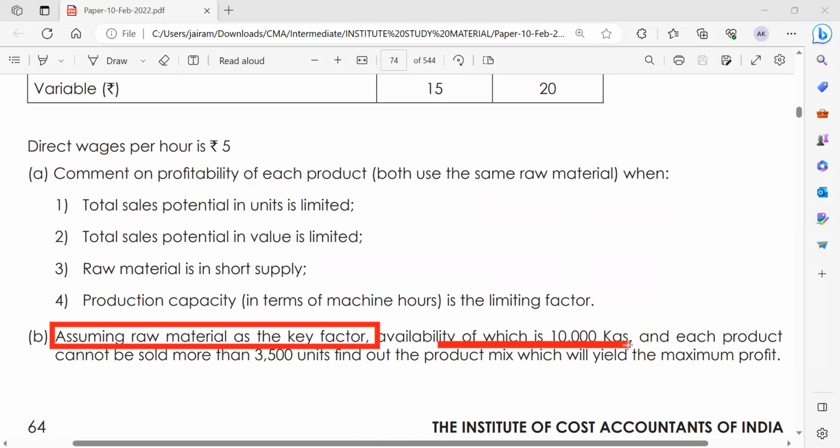So what will we do? Say if we did not have the sentence that they have given after that, just think it is not there. Only this much is given. Then what would you do? 10,000 kgs is the total you have. So which product will you manufacture?